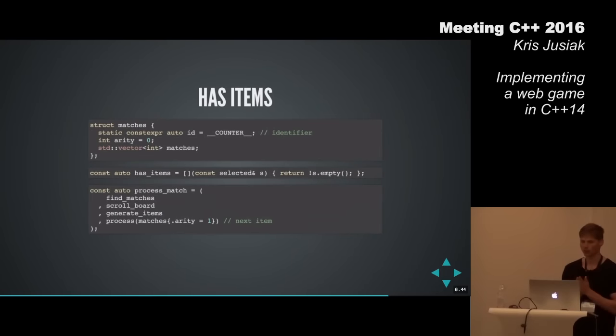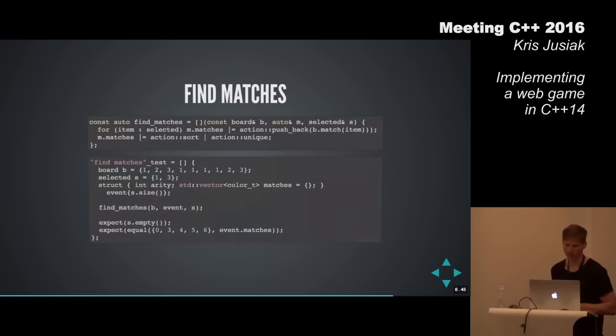Has items. So that's our event. We have RAT, which is just how many items we are going to match. For the switcher it is always one. For the swipe by the player it is two. And what we do in the process match, we just find matches, scroll board, generate items, and go. It's just a for loop here. So it's basically what the algorithm says before.